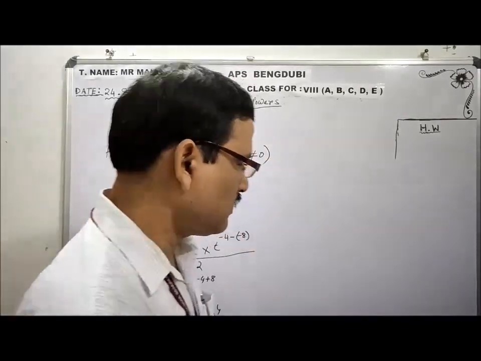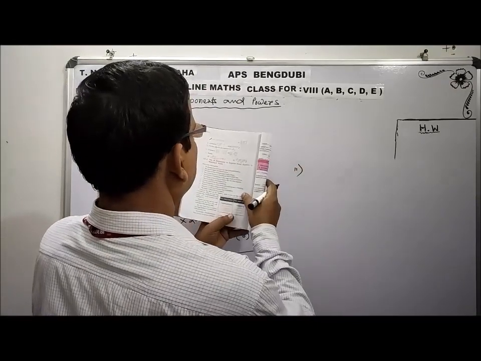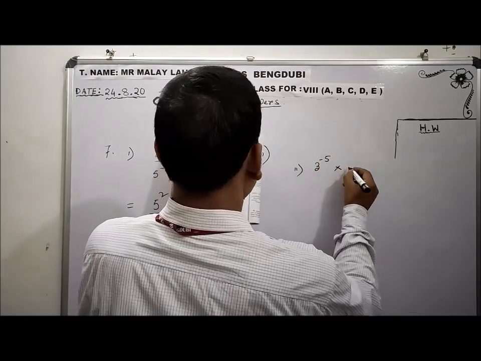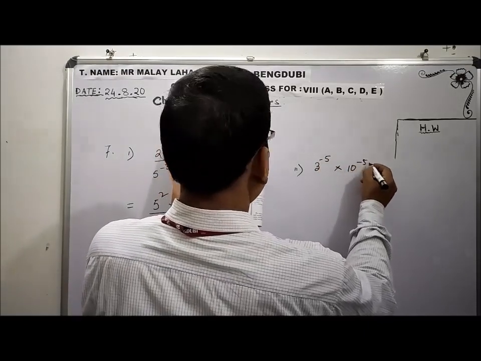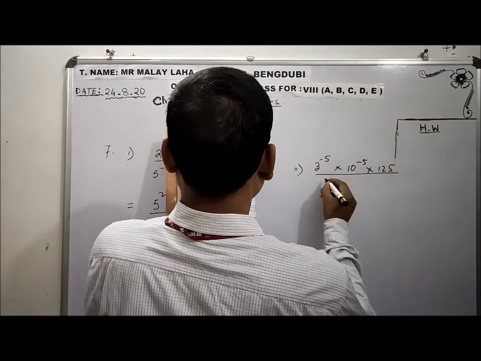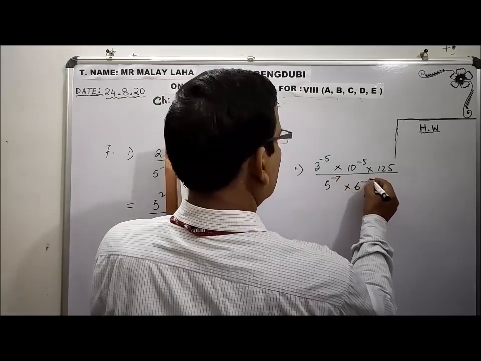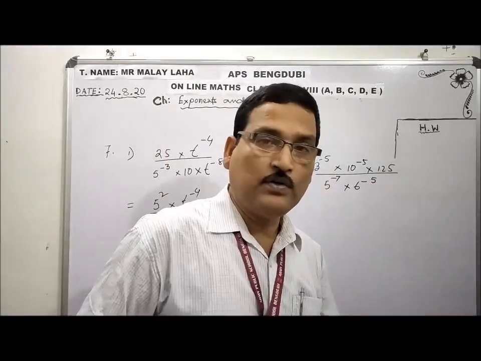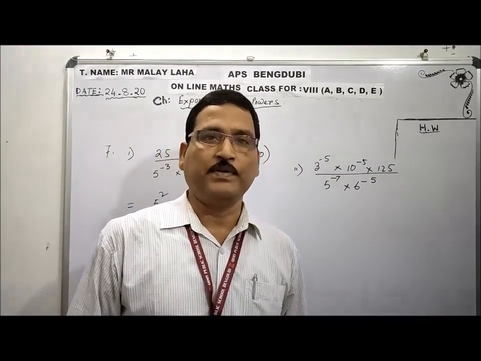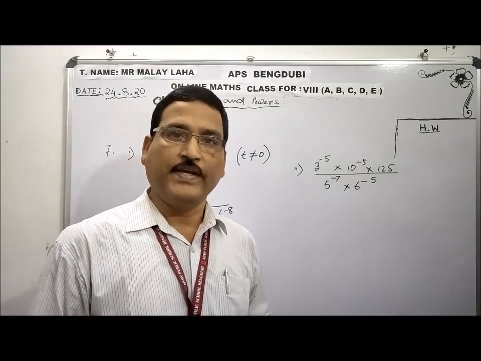Now next is question number 2. 3 raised to minus 5 into 10 raised to minus 5 into 125 by 5 raised to minus 7 into 6 raised to minus 5. So what I told, all the numbers you have to break down into prime factors. None of the number even in composite factor. After that, you will apply the laws of exponent.